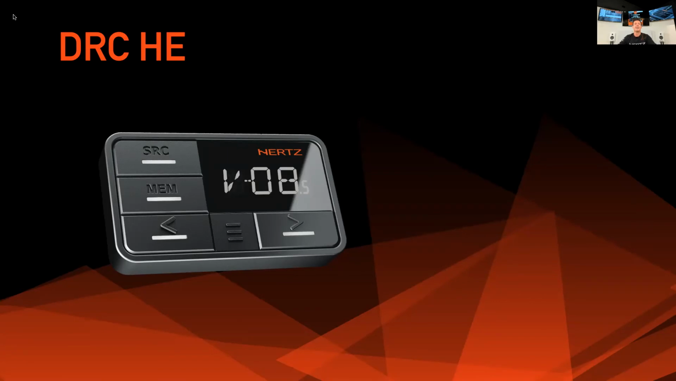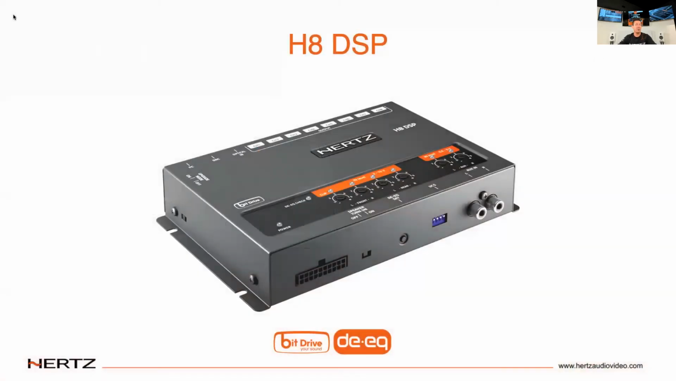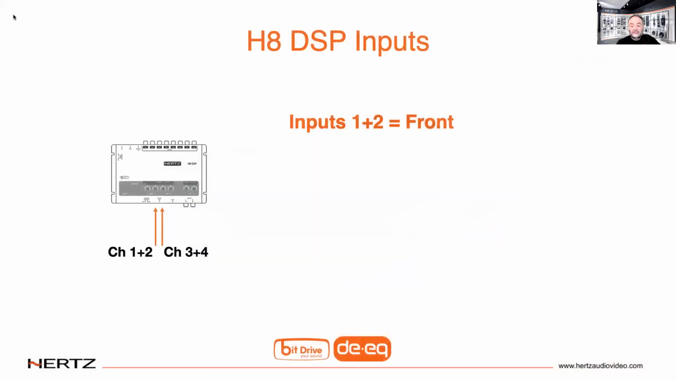Now, Ken, can you take care of showing us more about the input side? Sure. So the H8 has 4 analog input channels, and we can configure them as front only, or we can configure them as front and rear.